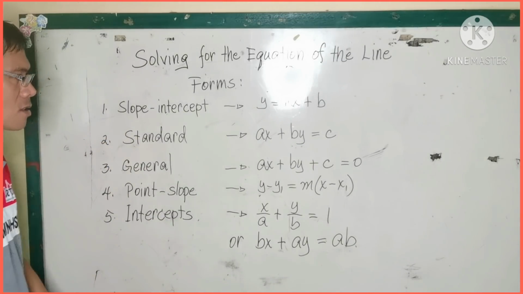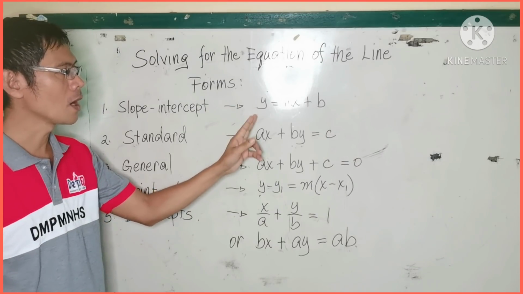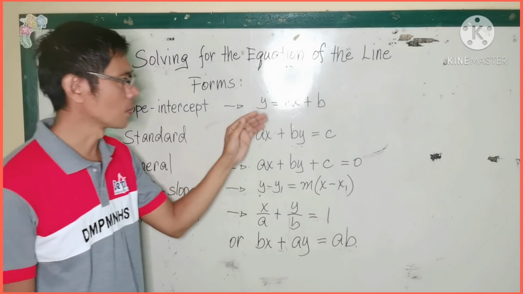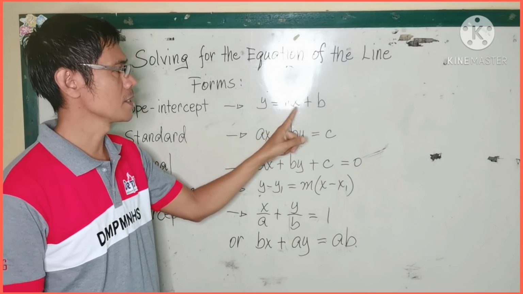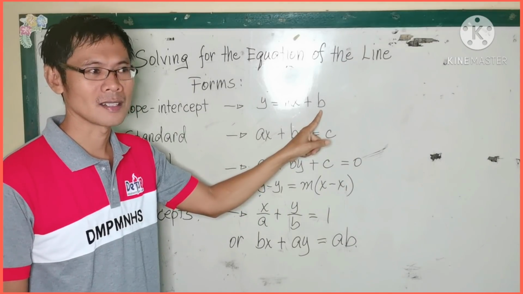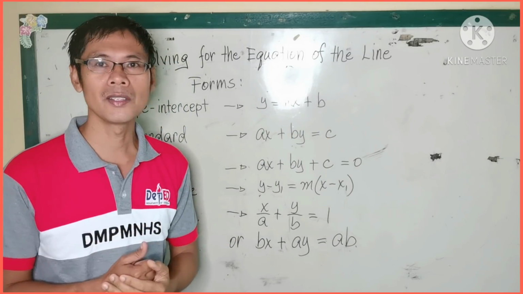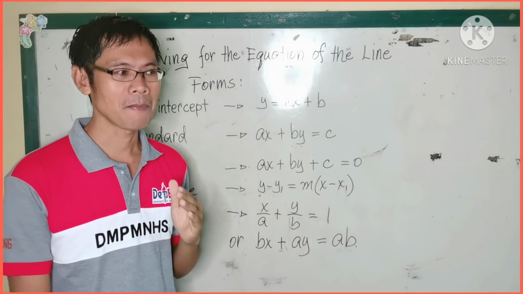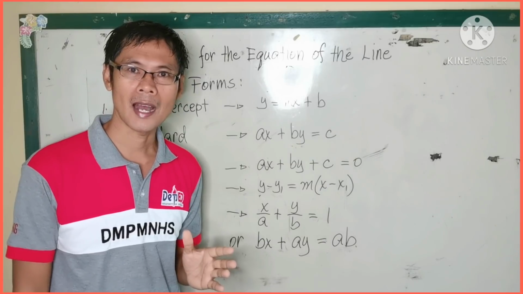When we speak of the slope-intercept form, it is y equals mx plus b. For this form, m is the slope, and b is the y-intercept. The y-intercept is the value of the y-coordinate where the line passes or crosses the y-axis.